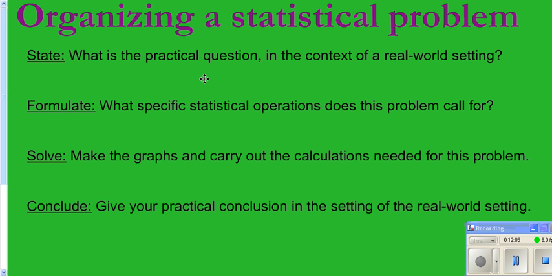When you're dealing with statistical problems, you want to first of all state what it is you're trying to do. What is the question you're trying to answer? Then you want to formulate, say, okay, what is it I need to do to accomplish this? And then you want to collect that data. You then want to take a look at your graphs and numerical summaries that occur from that. So that's what we mean by solve. And then you want to give a conclusion. Looking at your data and your numerical summaries, what can you say about it?